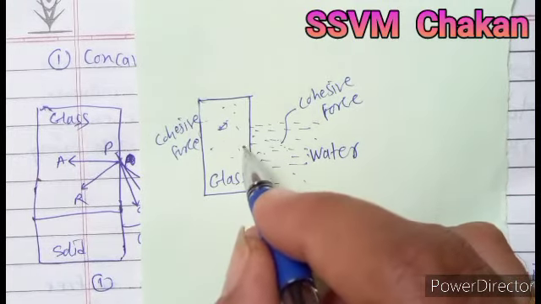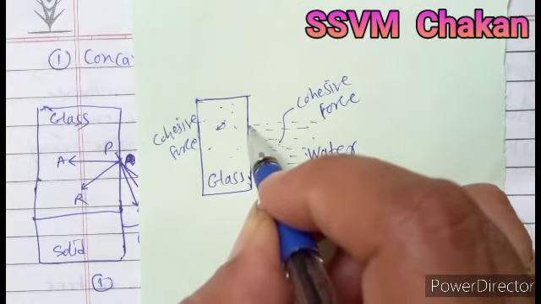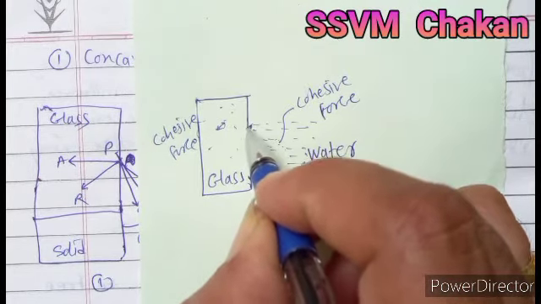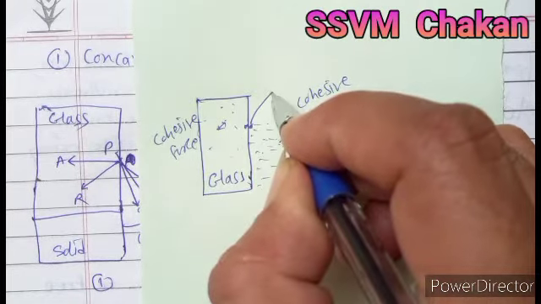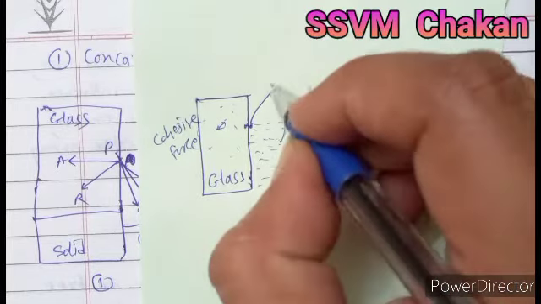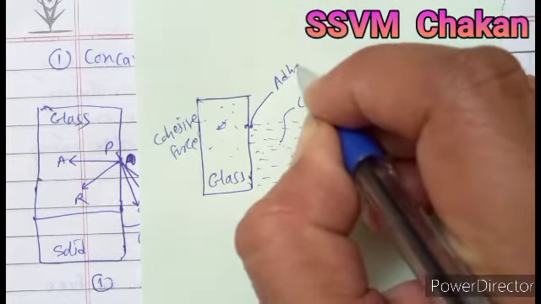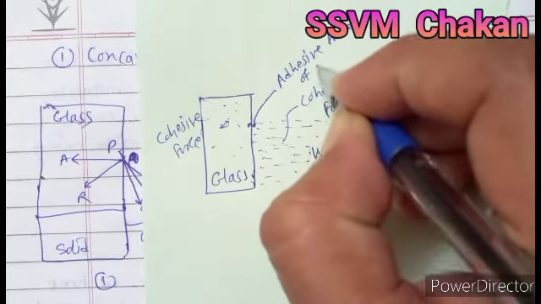But this water molecule is in contact with these glass molecules. So there must be some force of attraction between a water molecule and a glass molecule. Whatever force of attraction is present between a water molecule and a glass molecule is called the adhesive force of attraction.